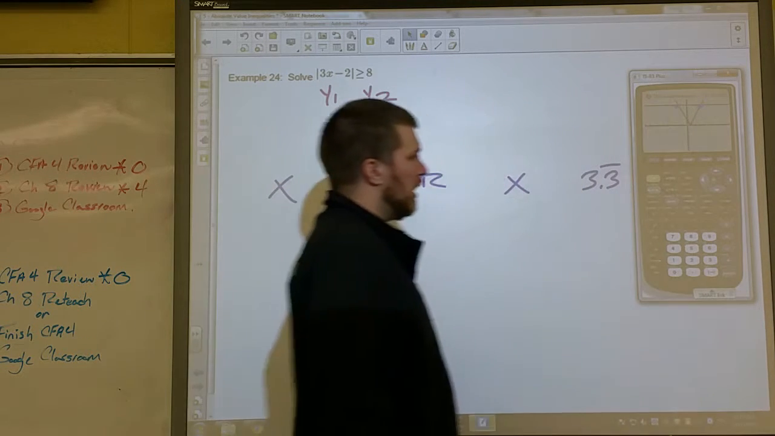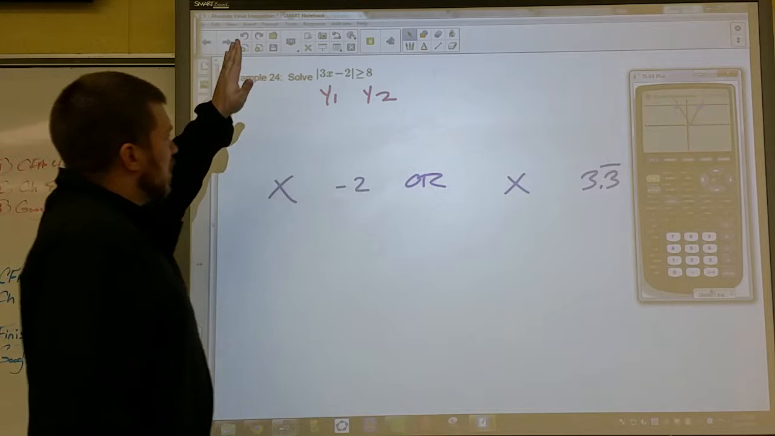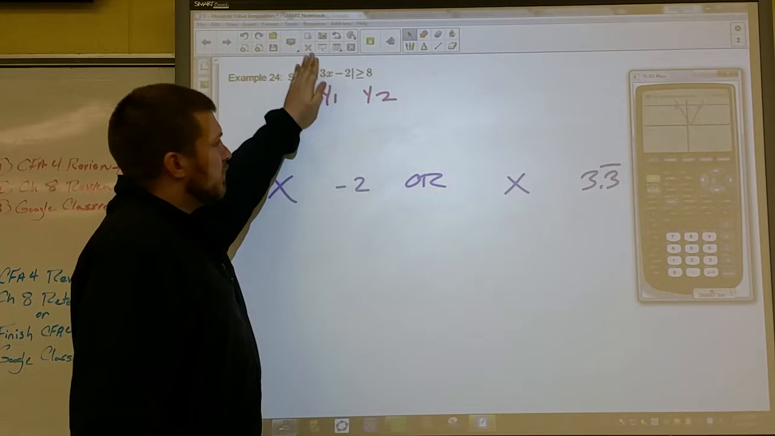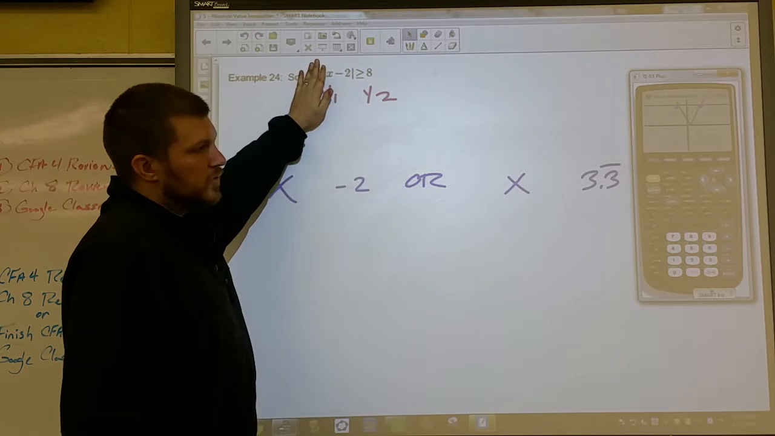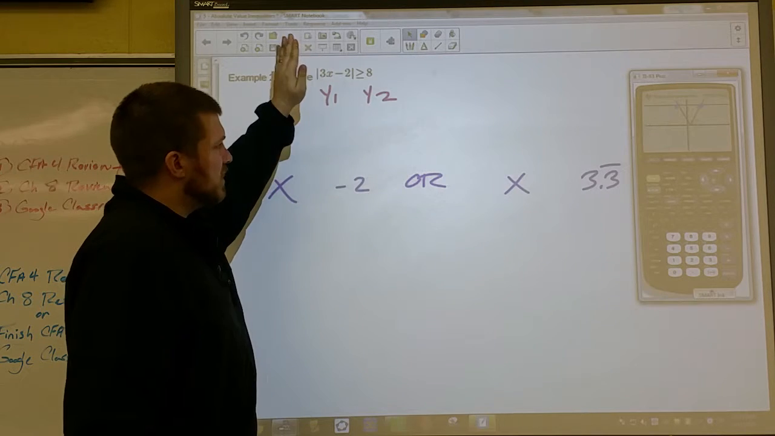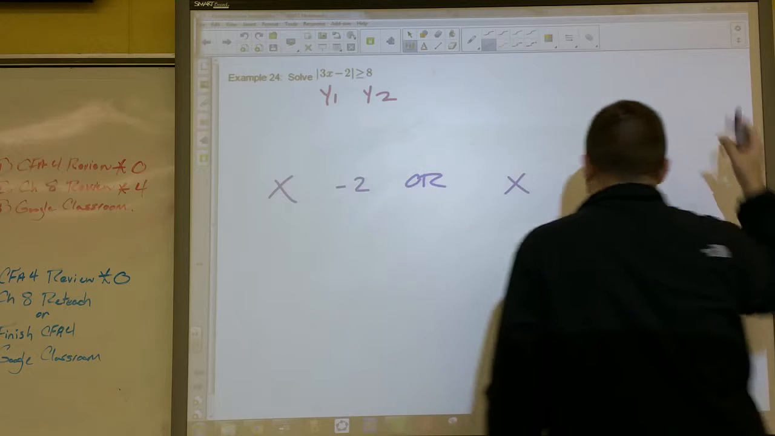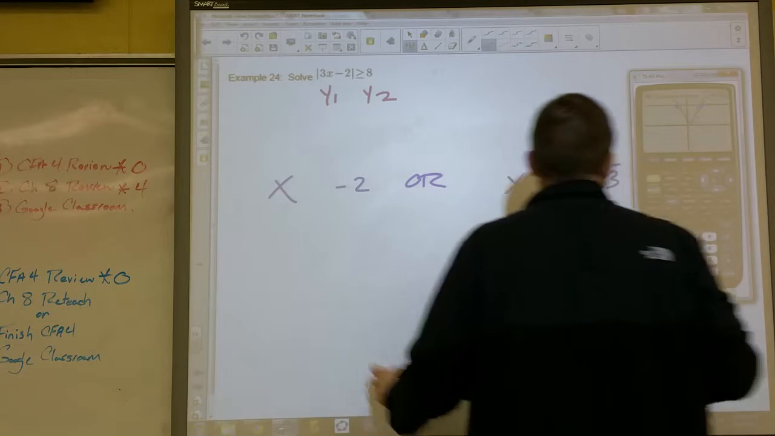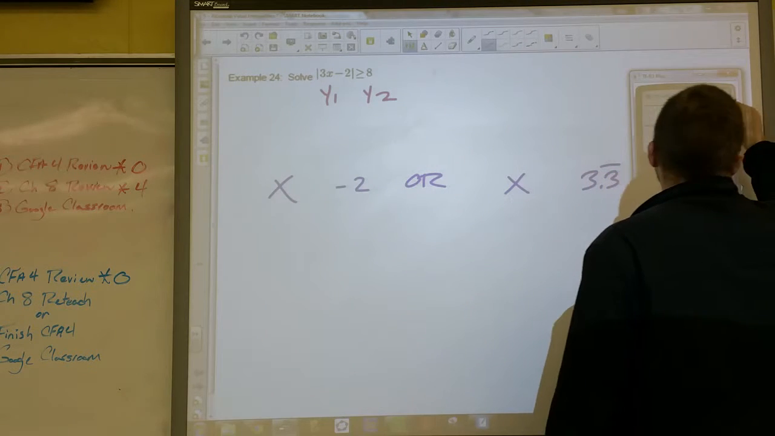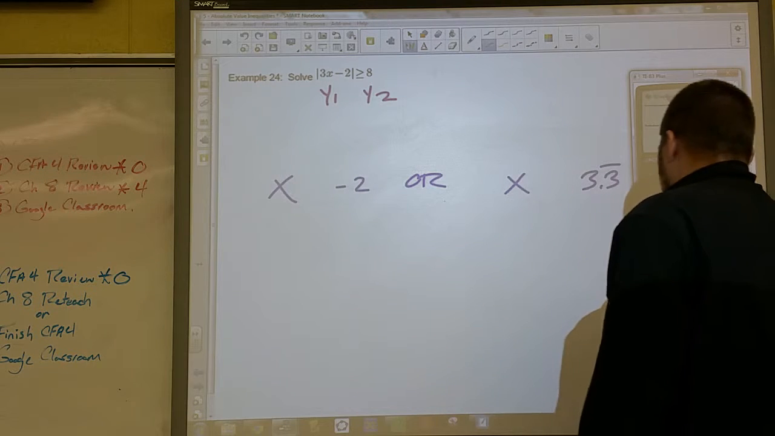Now I'm going to go back to the graph. What the graph is telling me is I'm looking for the part of the graph, the V for absolute value. Absolute value is always a V shape that is bigger than the line y equals 8. So we're going above. So this piece and this piece. We're looking for the two wings.